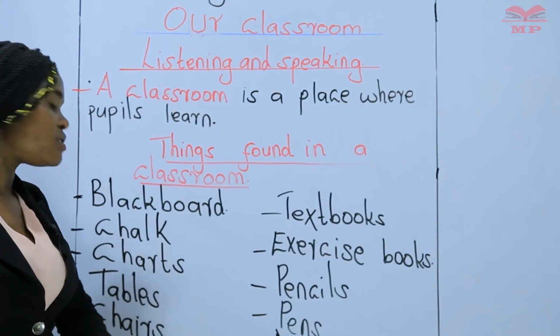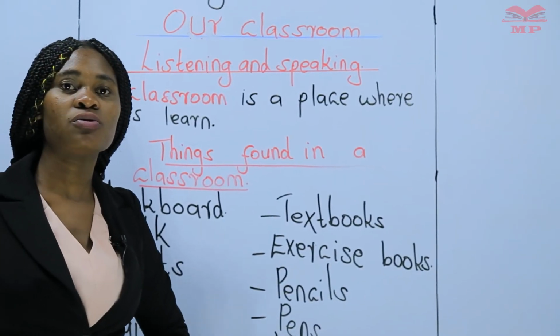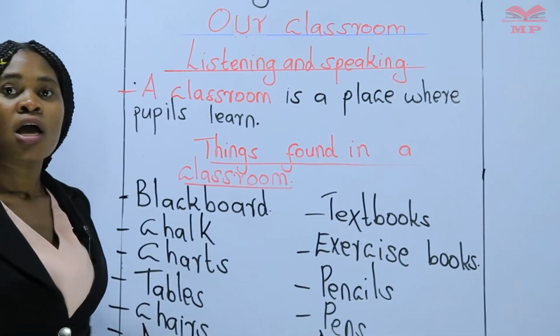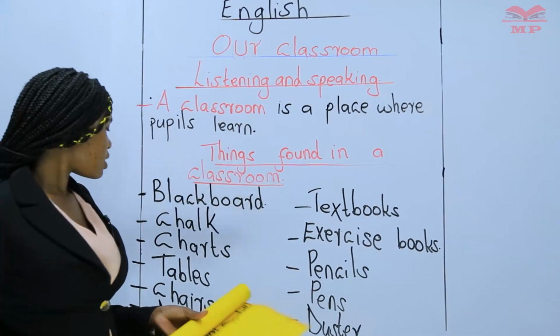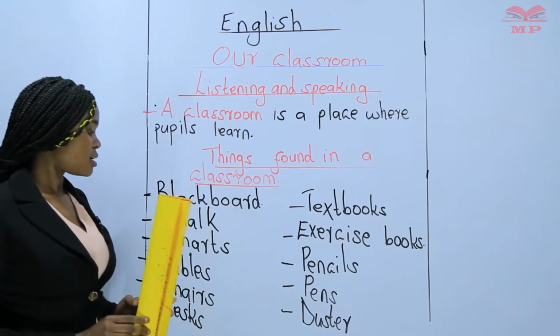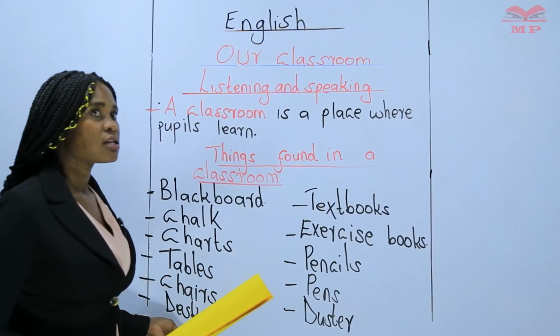Then we have tables. Of course, we use tables to put our exercise books when writing. And also teachers put their things on a table. Then chairs where we sit. Desks, we also sit on the desks.